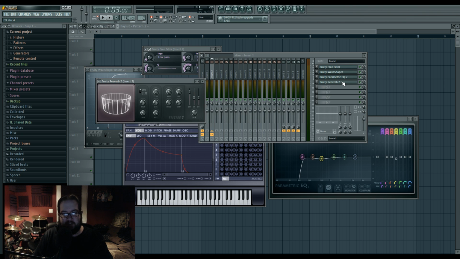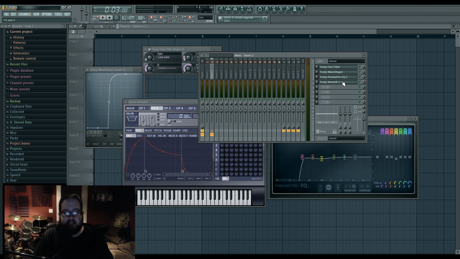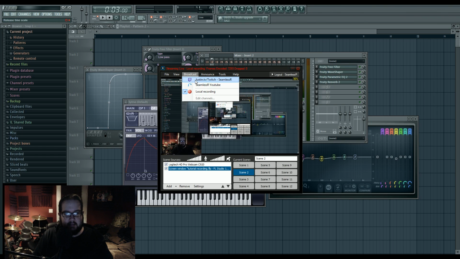Then there's reverb, because there's reverb in the original, so I put a reverb. That's pretty much it. I'll put this FLP up. You guys can screw around with it, and then I'm moving on. Having fun.